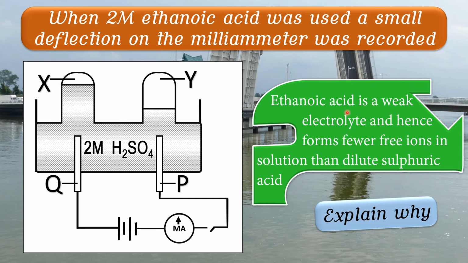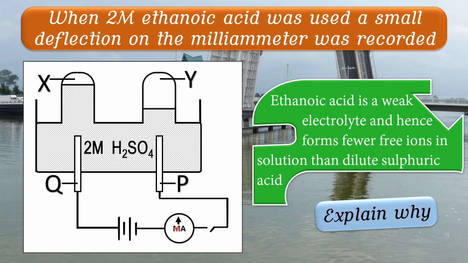Ethanoic acid is a weak electrolyte, and hence forms fewer free ions in the solution than dilute sulfuric acid. So when we have 2 molar ethanoic acid and we replace it with 2 molar sulfuric acid, we are going to see a very small deflection on the millimeter.